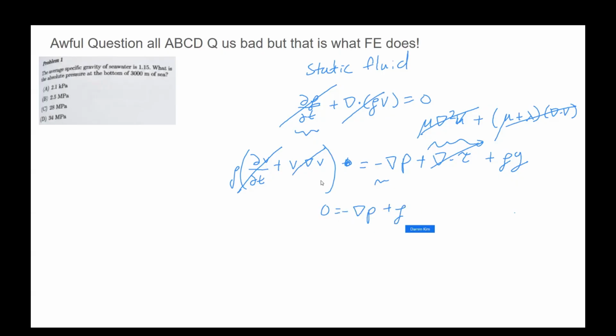Although, generally speaking, we won't be using this too much right now. This question doesn't look like I might need it. Let's read the question, actually. The specific gravity of seawater is 1.15. Okay, so the SG equals 1.15. What is the absolute pressure at the bottom of the sea? So it is basically just going over here and the specific gravity of the seawater.